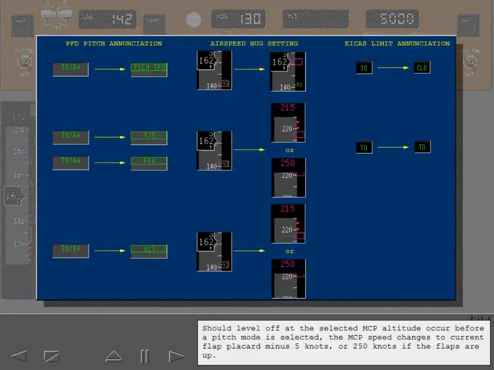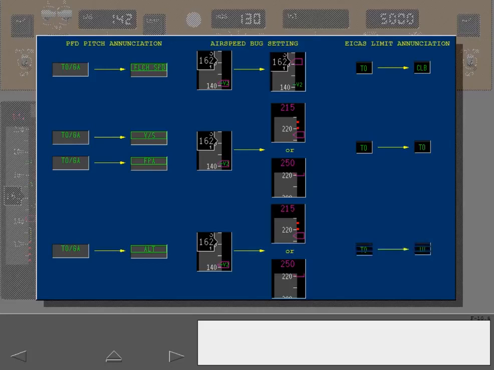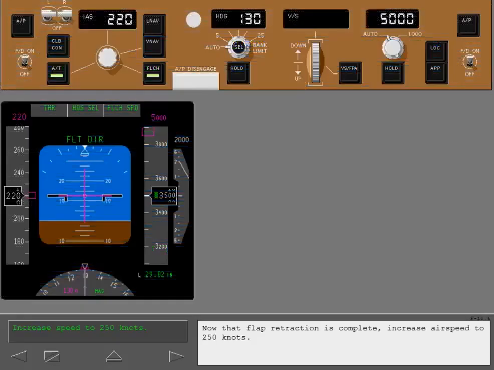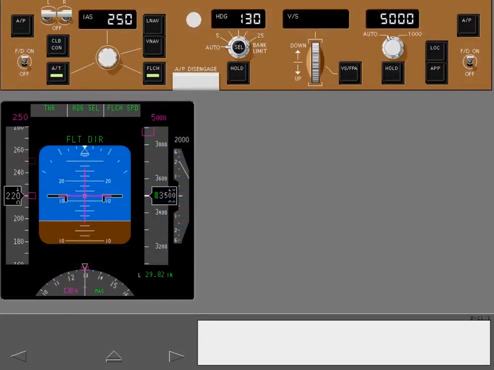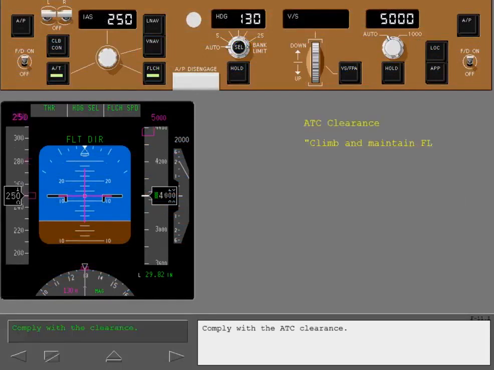Should level off at the selected MCP altitude occur before a pitch mode is selected, the MCP speed changes to current flap placard minus 5 knots or 250 knots if the flaps are up. Thrust limit does not change. Now that flap retraction is complete, increase airspeed to 250 knots. Comply with the ATC clearance.